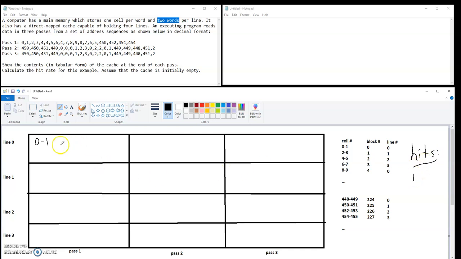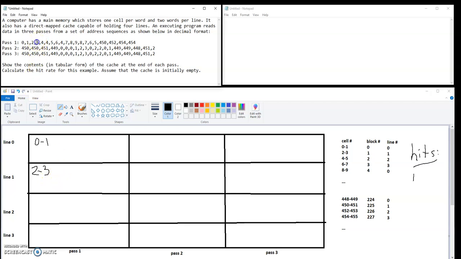One hit. 2 is not a hit. It's not in the cache, so 2 needs to go in there. Well, 2 goes with 3 in line 1. So you can have 0 and 1 at the same time as 2 and 3.